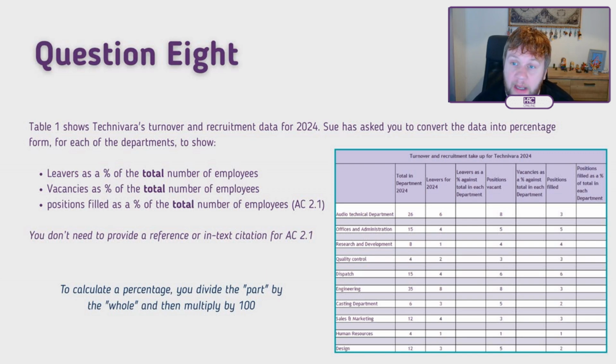So to calculate a percentage, you divide the part by the whole and then multiply by 100. And you can do that within Excel. I'm not going to do it on the screen. I'm not going to calculate anything like that because I don't want to give you the answer. You don't need to provide any in-text citations for this. So take the part, divide by the whole, multiply by 100. Do it for everything, and then make sure you do it for the total, because the question asks for the total.